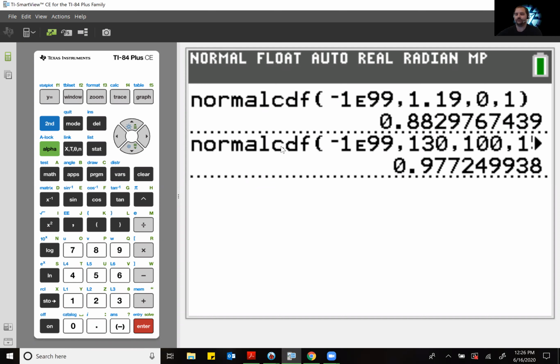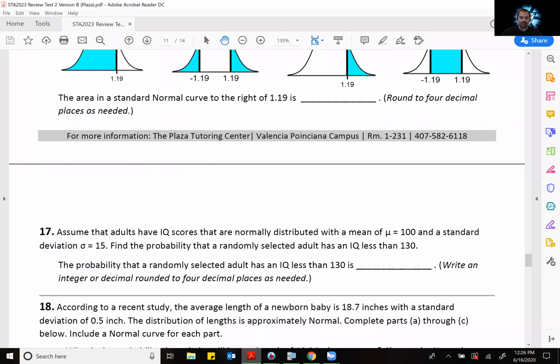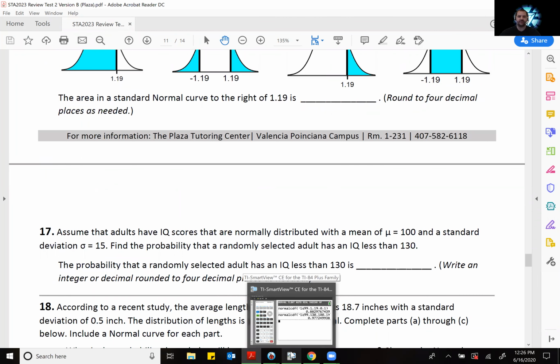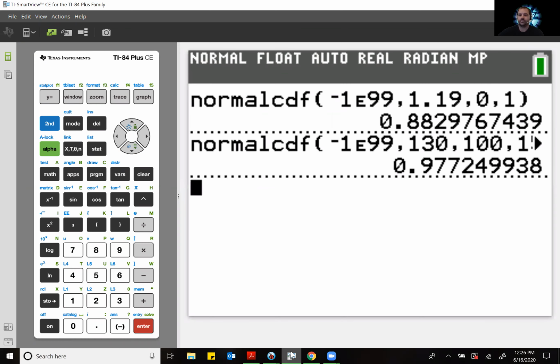Which is how much? I think, again, it wants 4 decimal places. Let's double check. 4 decimal places, and it is probability, not a percentage. So what's our probability? Percentage or decimal? Decimal. 0.9772. Yay. There you go.